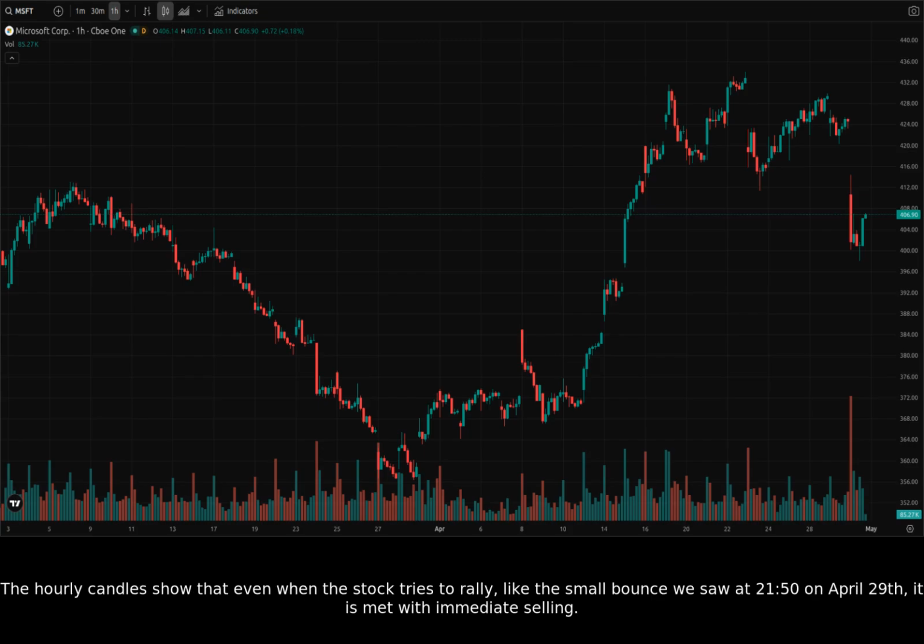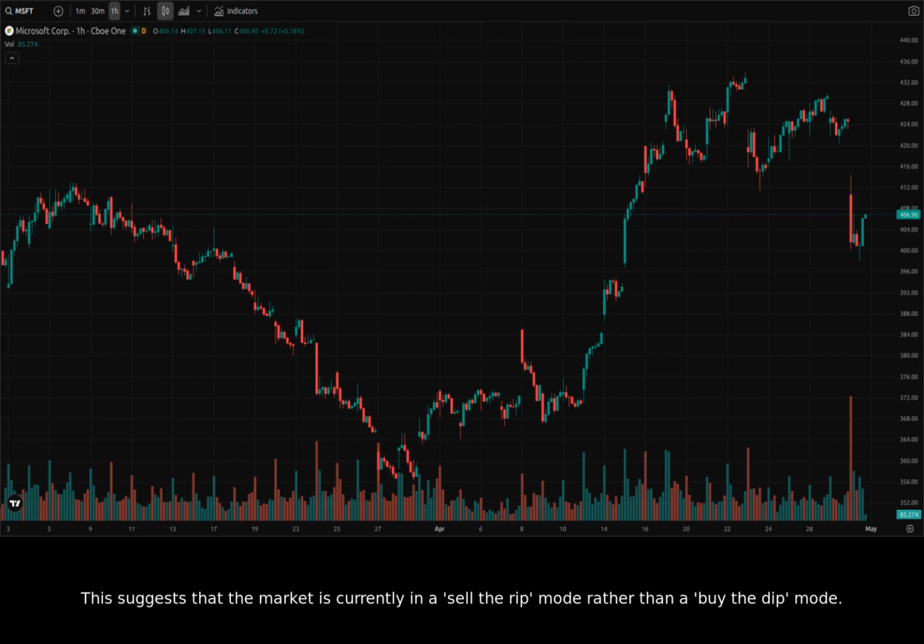The hourly candles show that even when the stock tries to rally, like the small bounce we saw at 2150 on April 29th, it is met with immediate selling. This suggests that the market is currently in a sell-the-rip mode rather than a buy-the-dip mode. The news of OpenAI's revised partnership is definitely the catalyst for this broken technical structure. Traders are worried that without an exclusive edge, Microsoft's premium valuation is no longer justified. However, the RSI on the hourly chart is likely reaching oversold territory, which could lead to a relief rally soon.